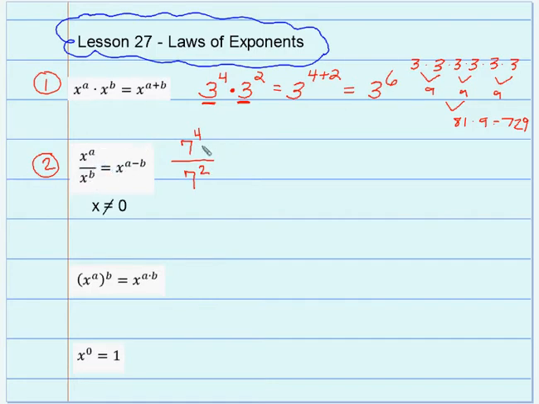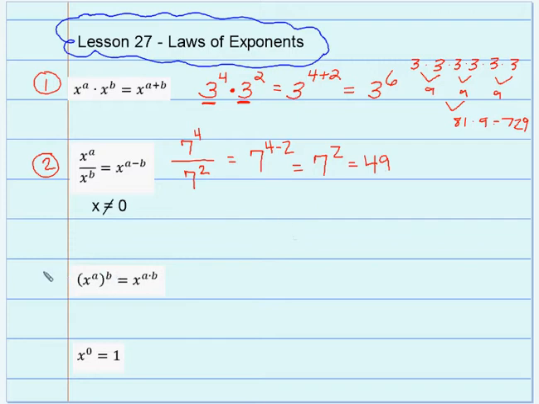Again, in order to use this law of exponents, our bases must be the same. Our bases are the same, we are dividing, so this is the same thing as 7 to the 4th minus 2 power, which is 7 squared, which is 49.